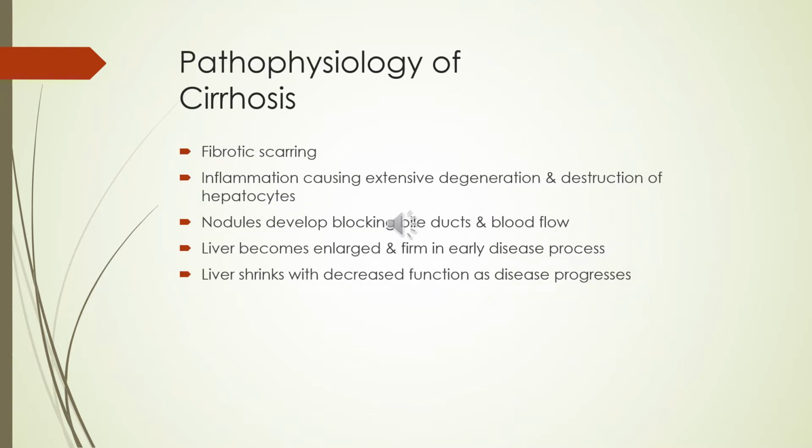The pathophysiology of cirrhosis includes fibrotic scarring, inflammation that causes extensive degeneration and destruction of our hepatocytes, which are the liver cells. We'll have nodules that develop, blocking bile ducts and blocking the blood flow. The liver will become enlarged and firm in the early part of the disease state, but as the disease progresses, we'll see the liver shrinking and decreased function of our liver.